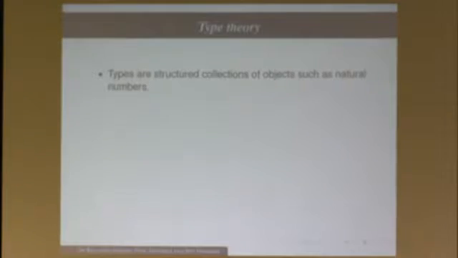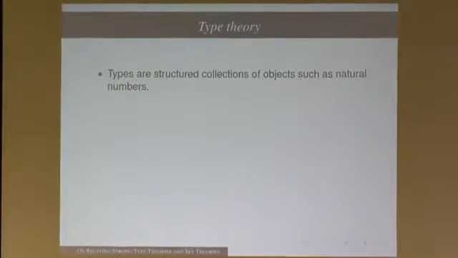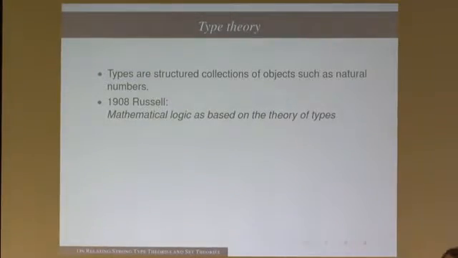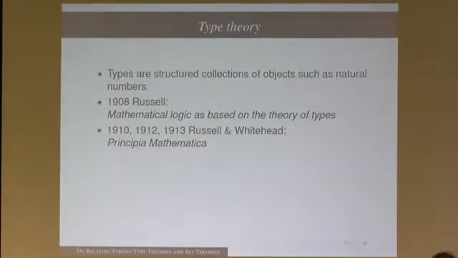Now, type theory. Okay, type theory is in some sense a very old subject. So types are, say, structured collections of objects such as natural numbers. And then the birth document of type theory, maybe it was 1908, Russell, Mathematical Logic as Based on the Theory of Types. And then he developed this with Whitehead in Principia.